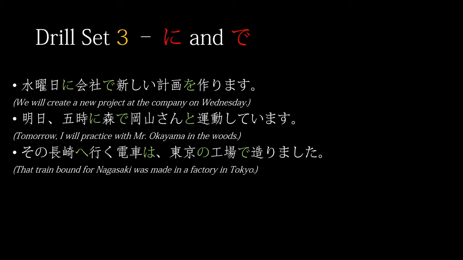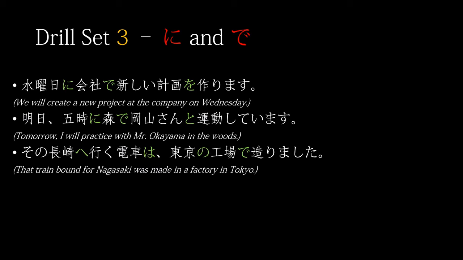Our third sentence, that train bound for Nagasaki was made in a factory in Tokyo. Here we have 4 particles. E is once again showing the goal of our verb of motion here, and that is iku, let's say it is showing the destination of that verb, and that is Nagasaki. After that we have wa to create a topic out of it, no to establish the ownership between Tokyo and the factory, while de fulfills its main purpose to show where a certain transitory verb has performed its action, and that is the factory in Tokyo.